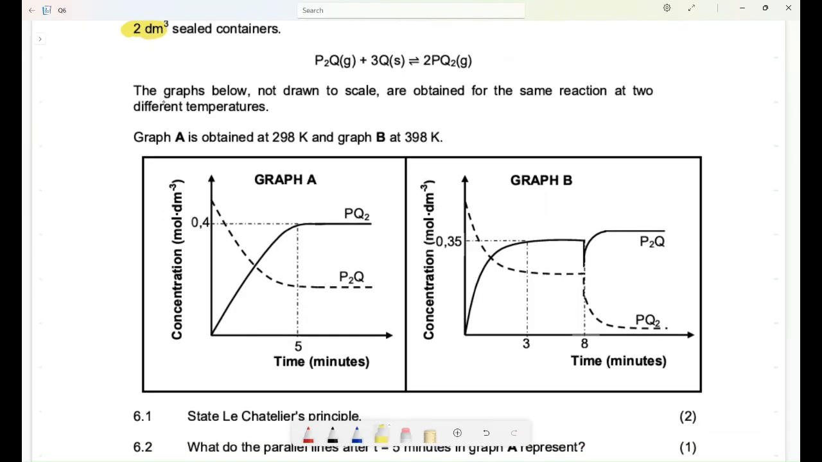Okay, so now they say to us the graphs below, not drawn to scale, are obtained from the same reaction at two different temperatures. Graph A is obtained at a temperature of 298 Kelvin, and graph B is obtained at 398. Can you see now from here to here, there was an increase in temperature. So we'll just see how that change affected our graphs.